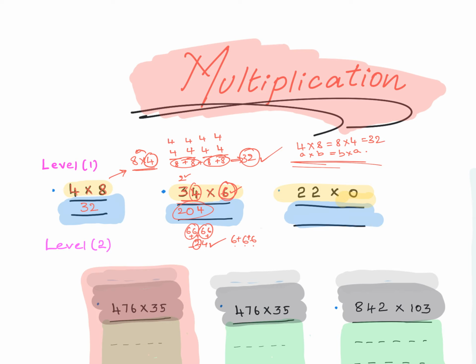Okay, and proceeding to the third one. 22 times 0. Okay, we need to write 0. How many times? 22 times. So if you add 0 any number of times, maybe 24 or more than that or less than that, whatsoever, it always gives 0. So anything into 0, that is A into 0, is always 0.